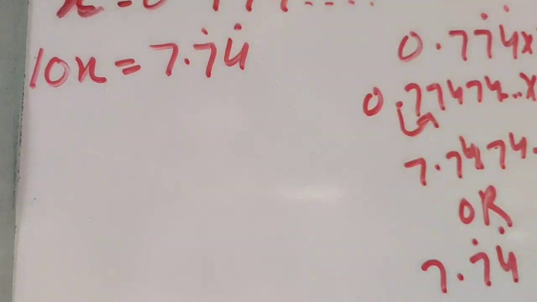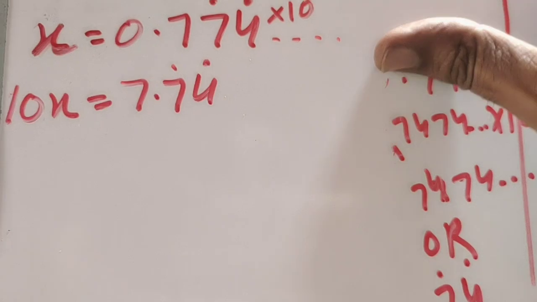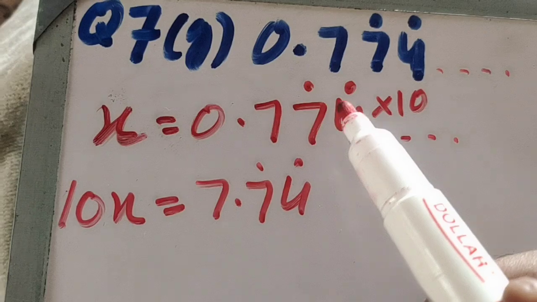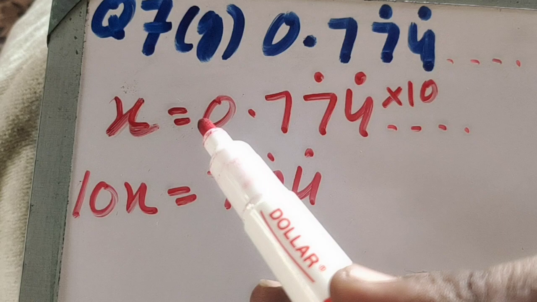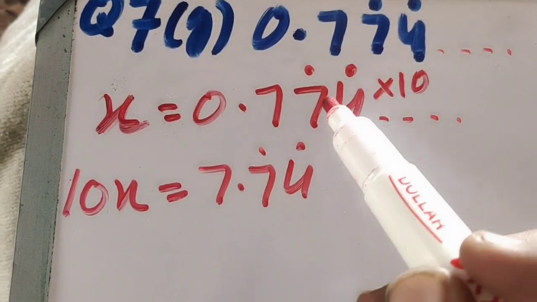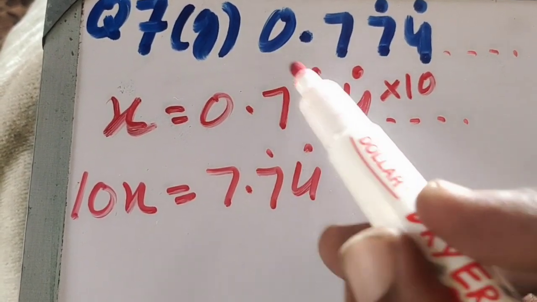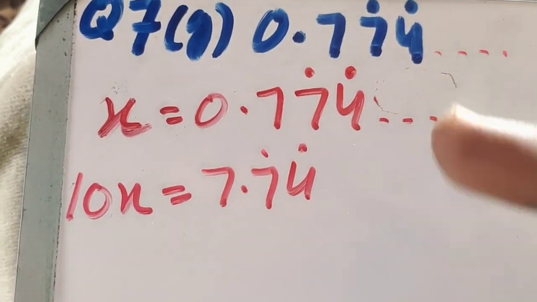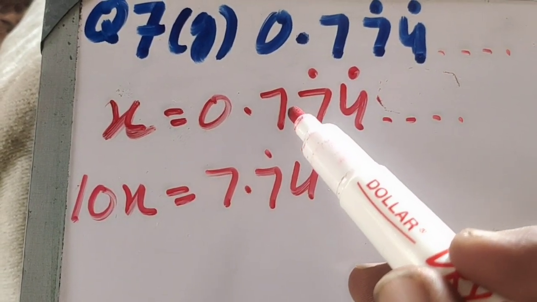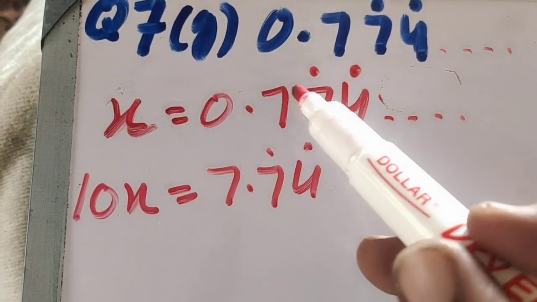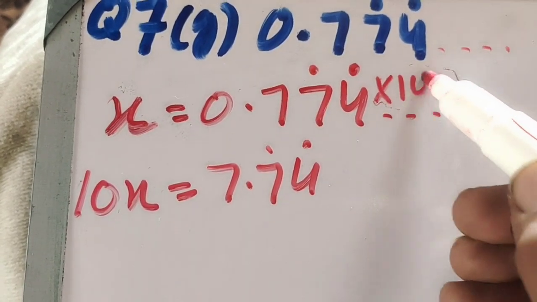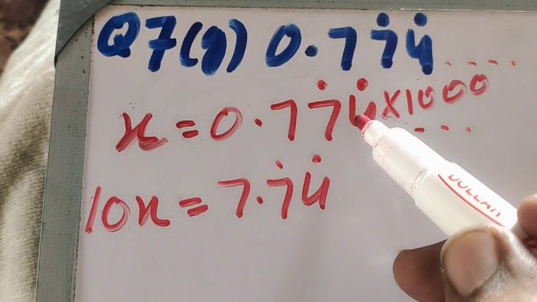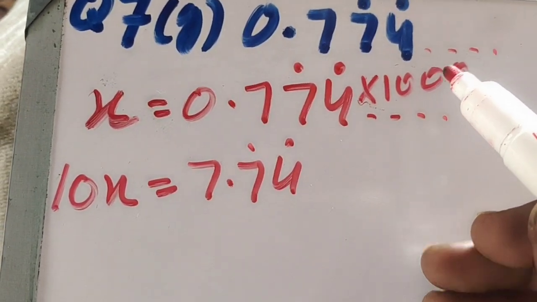So now students, in the second step, as I told you in the beginning, we are going to multiply this equation by a number so that the first three numbers shown in the question move to the left side of the decimal. When we move three numbers toward the left, it means a multiple of 10 with 3 zeros, which is 1000. So we have to move three numbers, so we'll multiply by 1000.